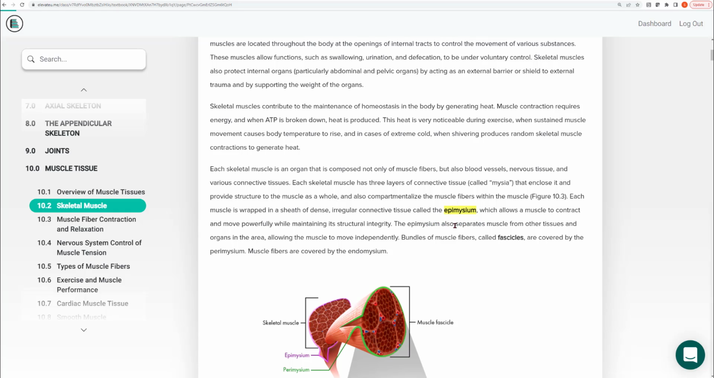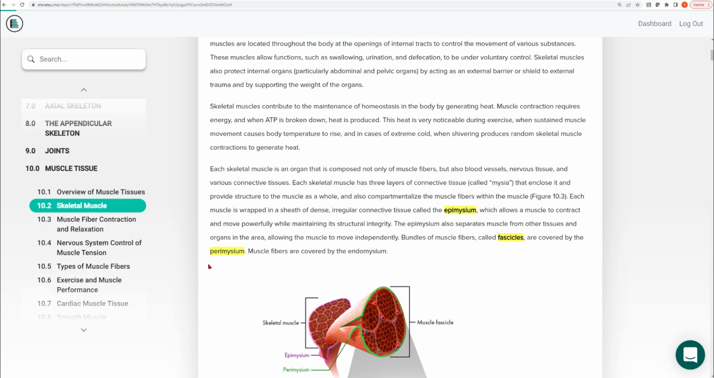Okay? It separates muscle from other tissues. It allows muscles to slide past each other. So it separates one muscle from another muscle. Inside the muscle, there are bundles of muscle fibers called fascicles. Fasci, from the vocab, meaning a bundle or a band. So we have a bundle or a group of muscle fibers. A fascicle inside the muscle is covered by another layer of connective tissue called the perimysium.